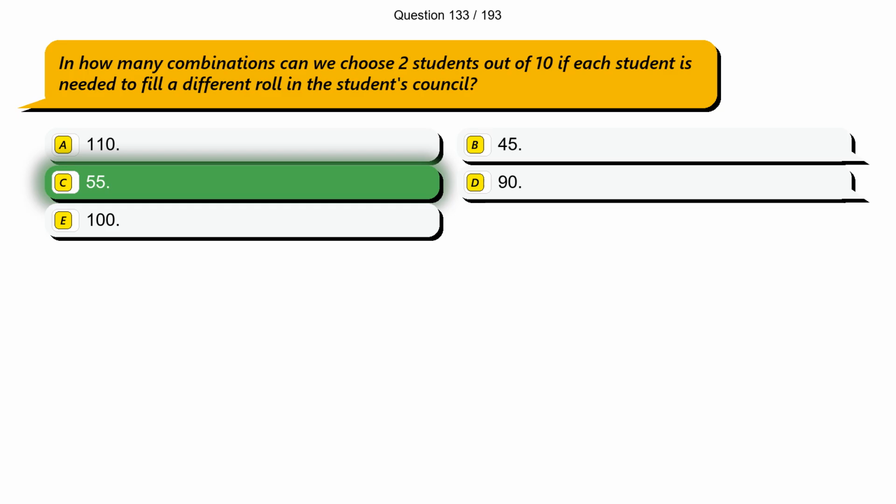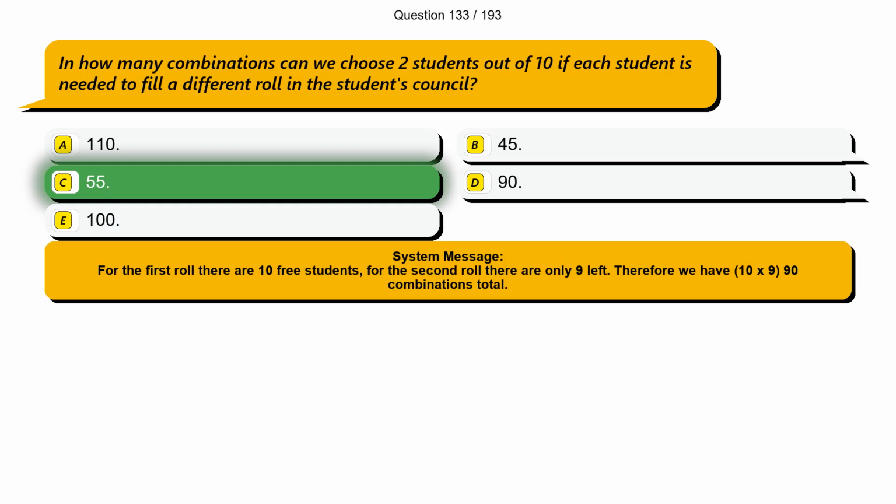The correct answer is option C, 55. For the first role there are 10 free students, for the second role there are only 9 left. Therefore we have 10x9, 90 combinations total.